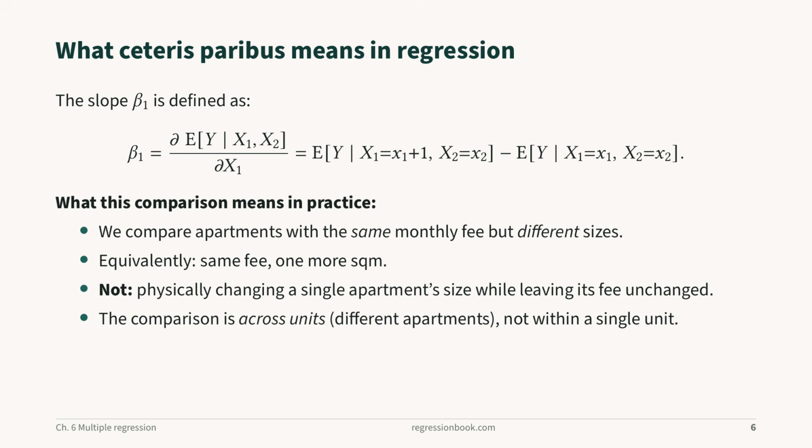Formally, the slope on the first regressor is the partial derivative of the conditional expectation, the expected price difference between apartments with the same monthly fee, but one more square meter. Read the practice notes carefully. We compare different apartments at the same fee. We are not physically enlarging a single apartment while freezing its fee. The comparison runs across units, never within one.